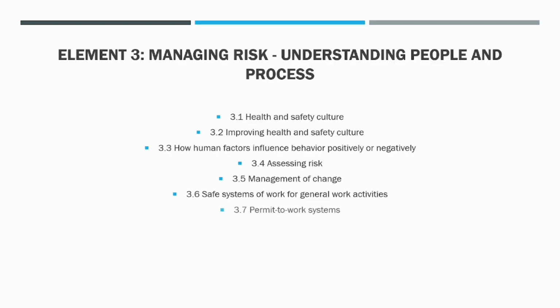The seventh module is a permit to work system. A permit to work system controls high risk activities through formal authorization. We will discuss what a work permit is and how it can be received. The eighth module of element 3, this is a bit longer element of the IGC.